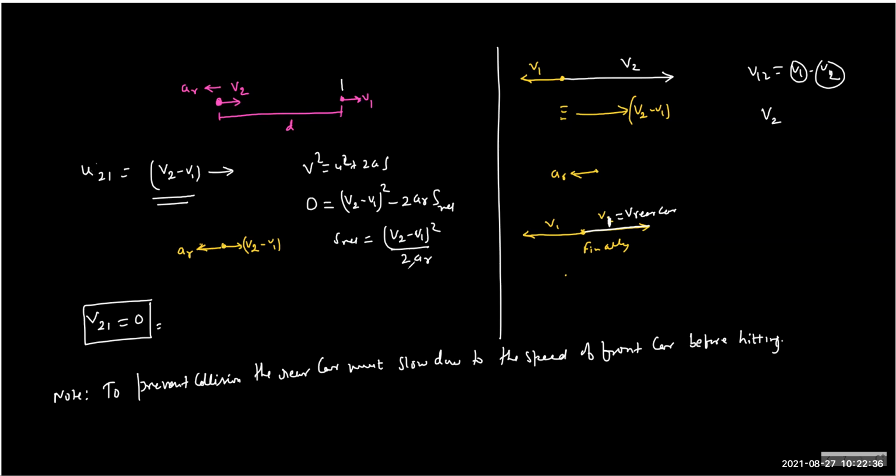Now this is the distance which you have traveled. For no collision, d must be more than s relative, isn't it? Yes. For no collision, d must be more than (v2 minus v1) squared divided by 2a_r, and that's the answer. So now this is the idea. This is how we think actually.